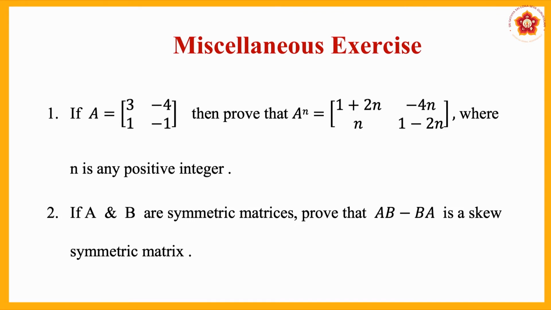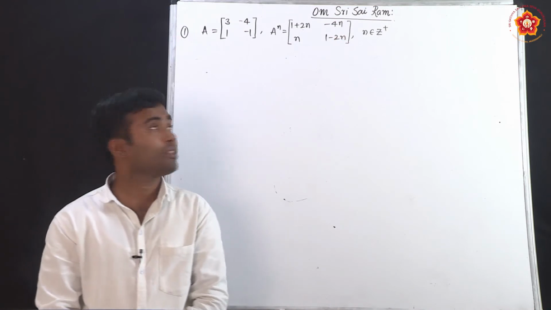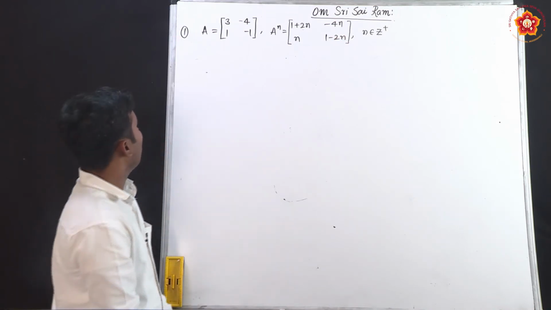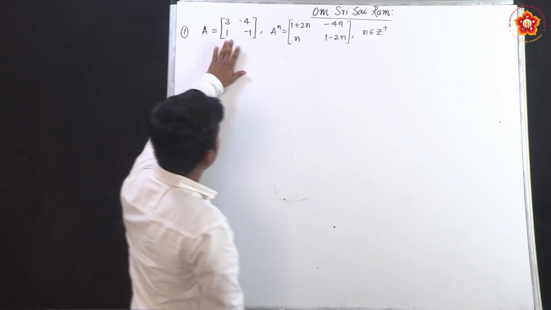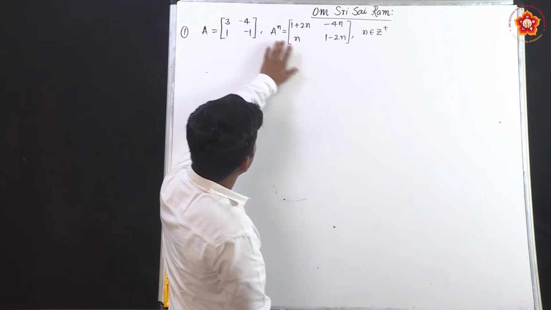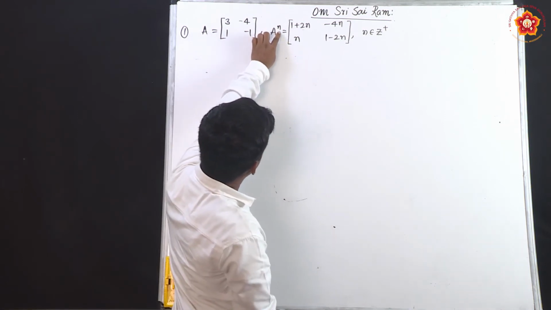The problem is, the matrix A is given, and we have to prove that A power n is equal to whatever they have given here, and n represents a positive integer. So, the values of n take 1, 2, 3 and so on. Here A is this and A power n is this. That means it takes values 1, 2, 3, 4 like that.